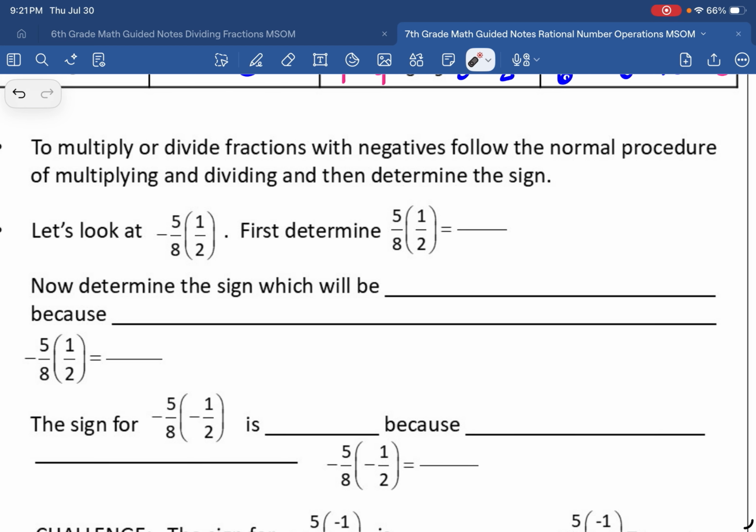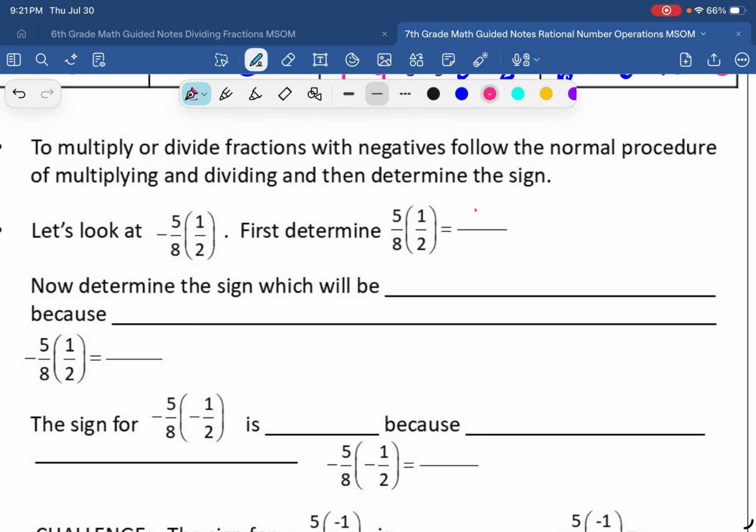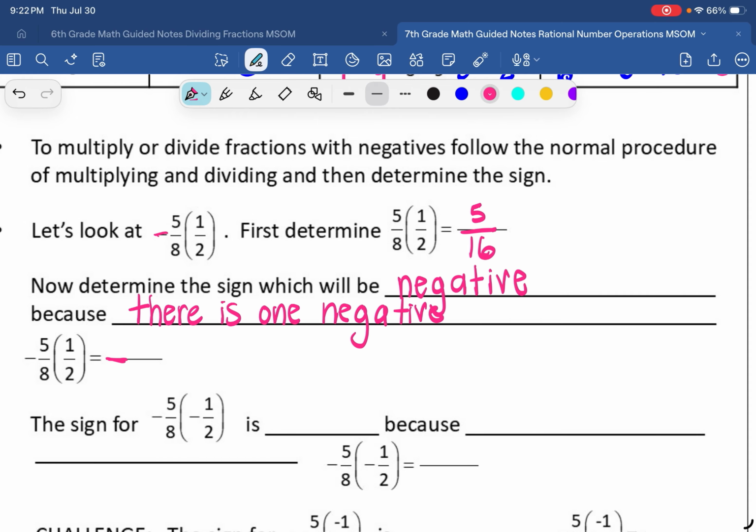To multiply or divide fractions with negatives, follow the normal procedure of multiplying and dividing and then determine the sign. So we have negative 5/8 times 1/2. We're just going to ignore this negative for a second. So we're going to multiply 5/8 times 1/2, which is 5/16. And now we're going to determine the sign. The sign will be negative because there is only one negative in the question right there, or an odd number of negatives. So a negative times a positive will give you a negative answer. So negative 5/8 times 1/2 is a negative 5/16.